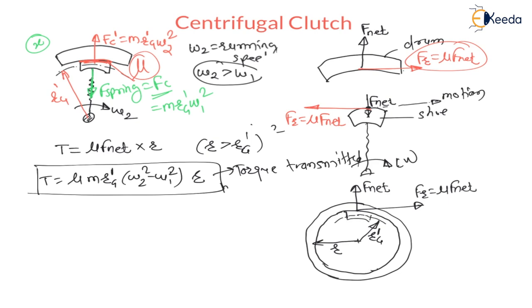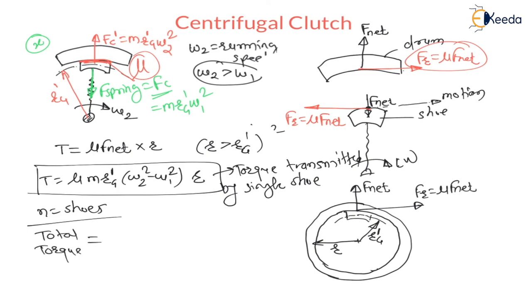Torque transmitted by a single shoe. But similarly there are total n shoes. Therefore each shoe will transmit the torque. Therefore total torque transmitted is equal to n times the torque transmitted by a single shoe, which is nothing but n into mu m rg dash times omega 2 square minus omega 1 square into r, where n is the number of shoes, mu is the coefficient of friction between shoe and clutch drum, m is the mass of each shoe, mass of one shoe, rg dash is the effective radius of the CG of the shoe from the center of the shaft, omega 2 is the running speed, omega 1 is the engagement speed, and r is the radius of the drum.